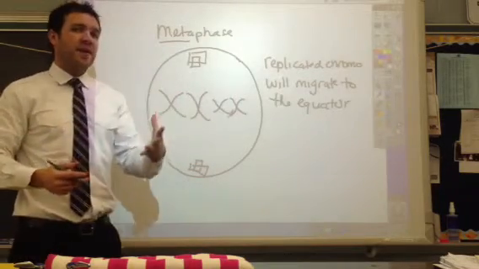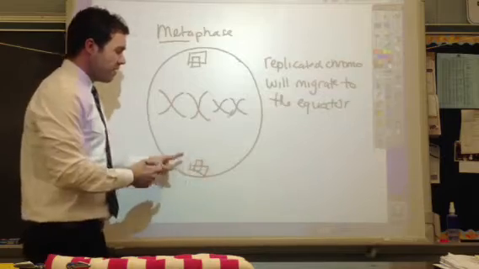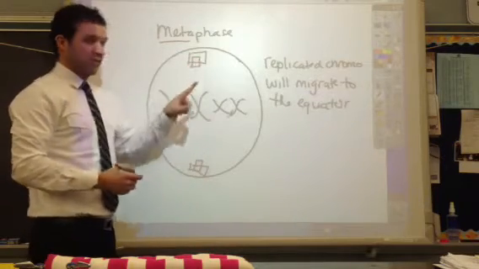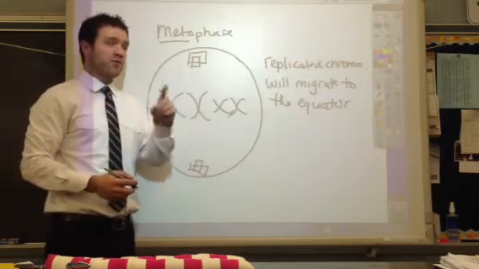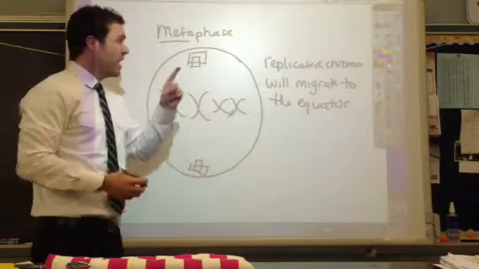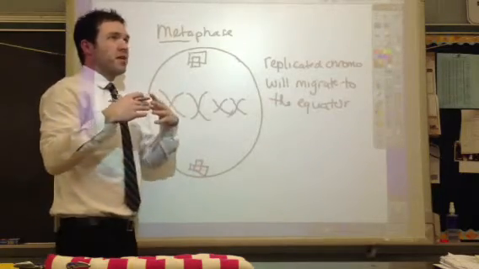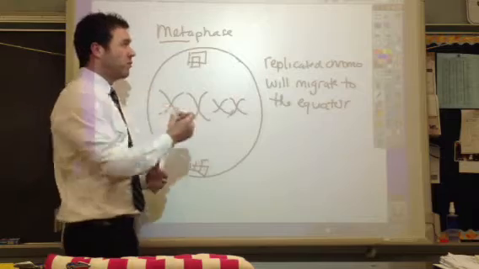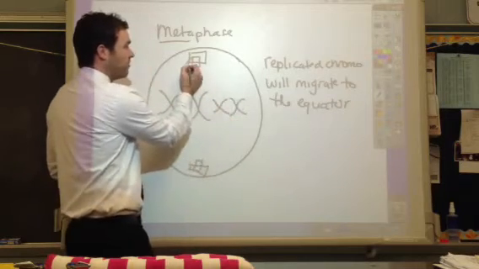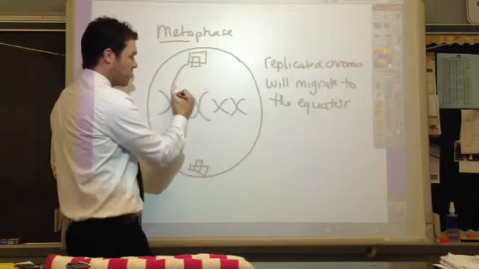The question is, how did they get there? They got there via these centrioles. Centrioles are responsible for cell division in the fact that they make a substance called spindle fibers. So the spindle fibers will attach.